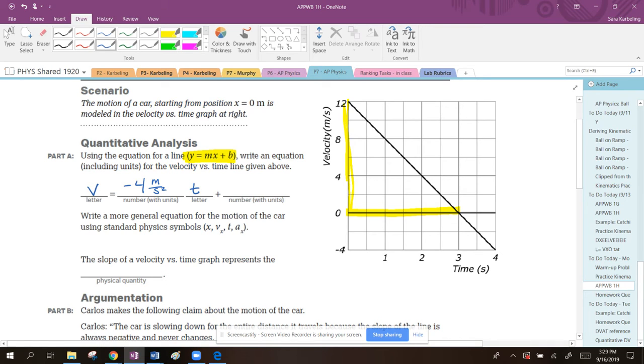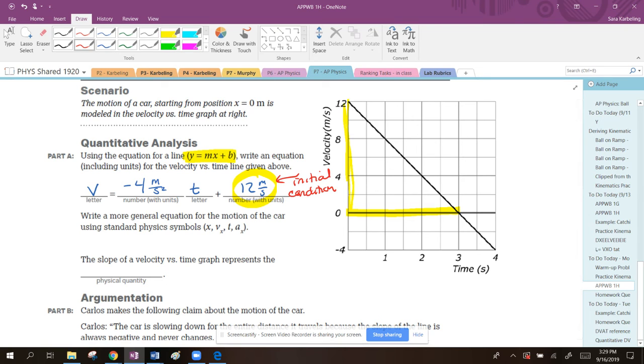Plus, oh, we've got a y-intercept today, don't we? Yay for y-intercept. 12. 12 what? Meters per second. So this thing right here, this 12 meters per second, sometimes we call this the initial condition. The thing that we want to pay attention to, that is the beginning situation.